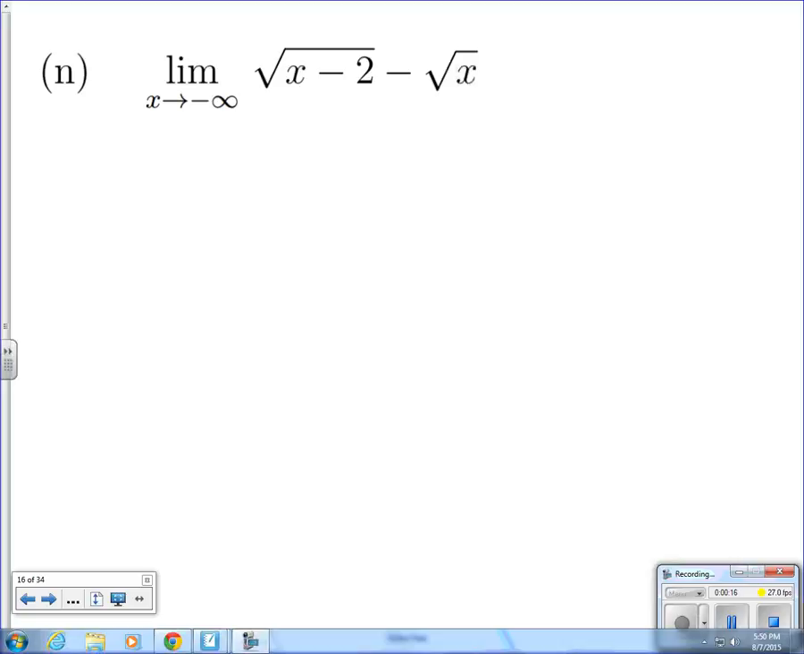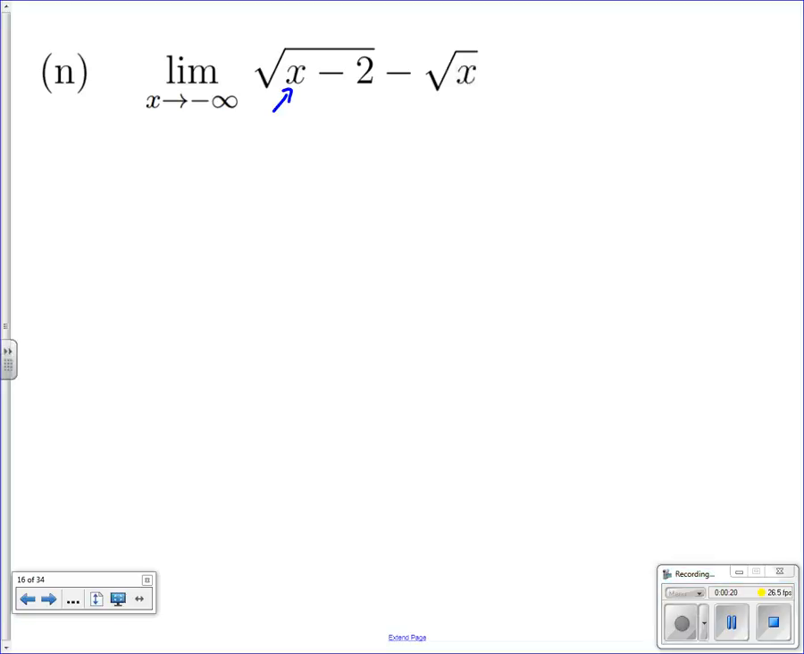And actually, you can't even do that, because if you start plugging in negative infinities in here, you're going to have square root of negative infinities. And we know from algebra that's just not going to happen. You're going to end up with that imaginary stuff. So we can't even go ahead and use direct evaluation.